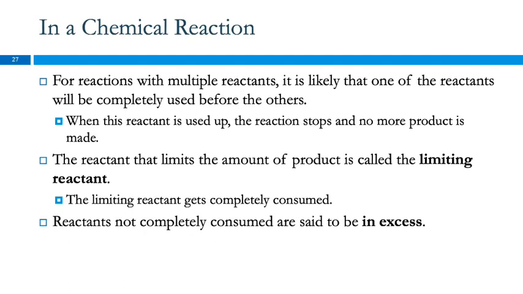So in chemical reactions, it is also likely that one of the reactants will be used up before the others. When that reactant is used up, the reaction stops, just like the pizza making process stopped when we ran out of sauce. So the reactant that limits the amount of product is called the limiting reactant. The limiting reactant gets completely consumed, gets used up. The other reactants are said to be in excess. We have extra of them.